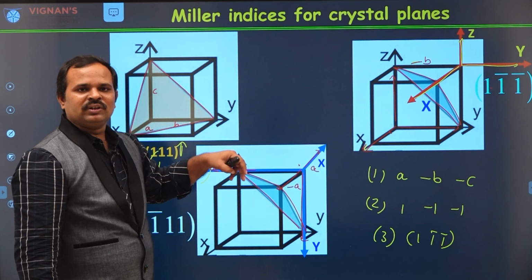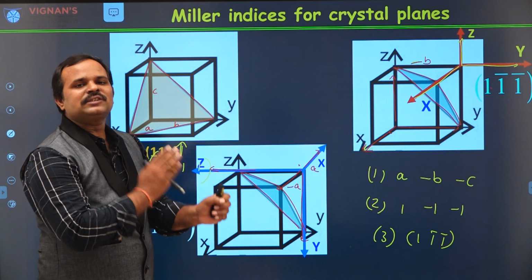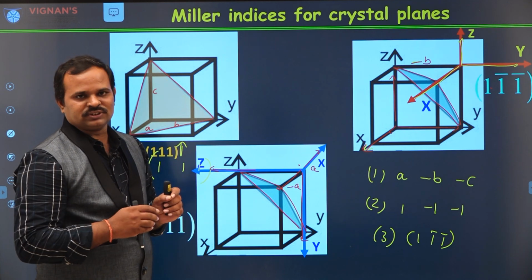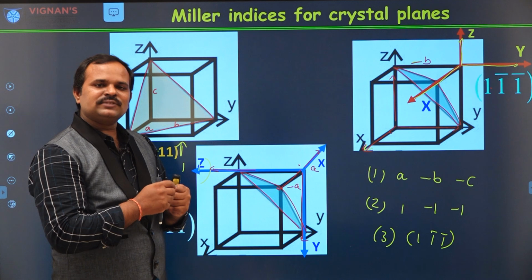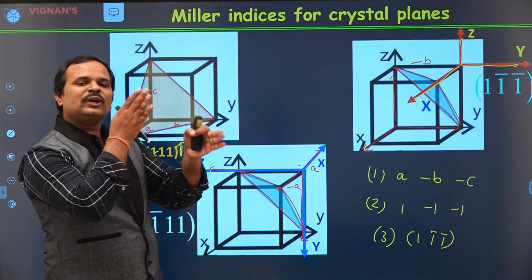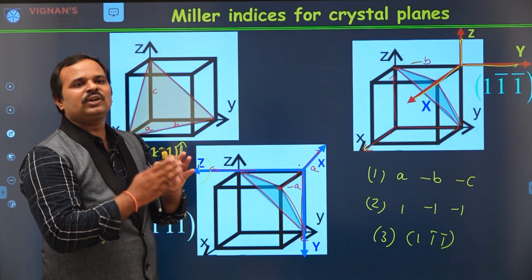Both are possible. That means the Miller indices depend upon the coordinate axis that you are choosing. So when you represent the Miller indices for any particular plane, please represent the coordinate axis clearly so that your answers won't go wrong.